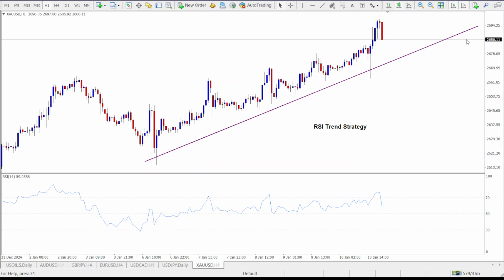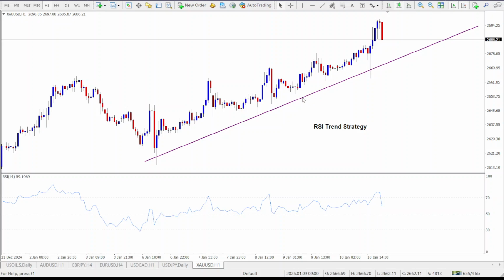Having identified the direction of the trend, the next step is to look for opportunities in the direction of the trend. If it was a downward trend, for example, then we're going to be looking for sell opportunities. Once you've identified the overall trend, the next step is to use the RSI to find potential entry points within that trend. So here's the key.